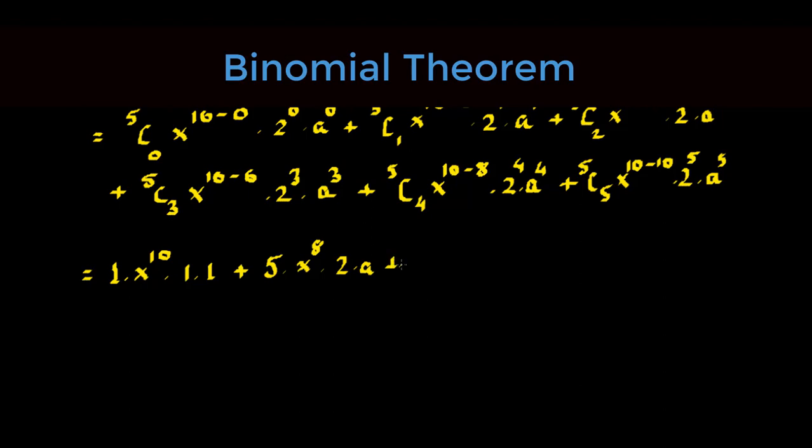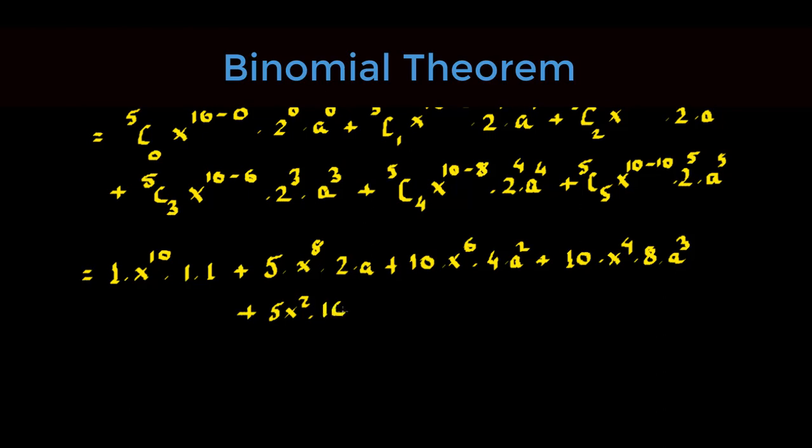So what is 5c2? It's 10. 5c2 is 10. You can use a calculator to find out the value. So 10 times x raised to the power of 6 times 2 squared, which is 4, times a squared. Then we come to 5c3. So 5c3 is also 10, x raised to the power of 4, 2 raised to the power of 3 is 8, then a cube, plus 5c4. So 5c4 is 5, x raised to the power of 2, 2 raised to the power of 4 is 16, and times a raised to the power of 4.